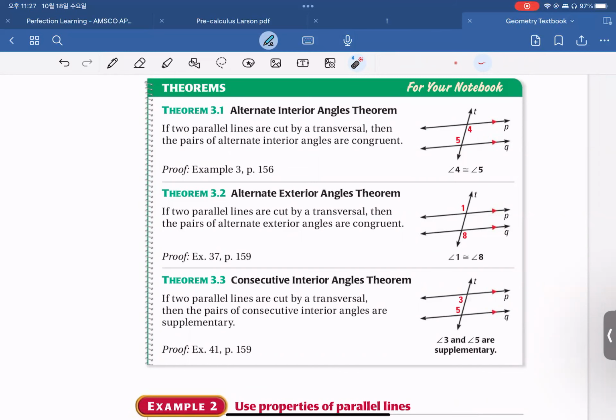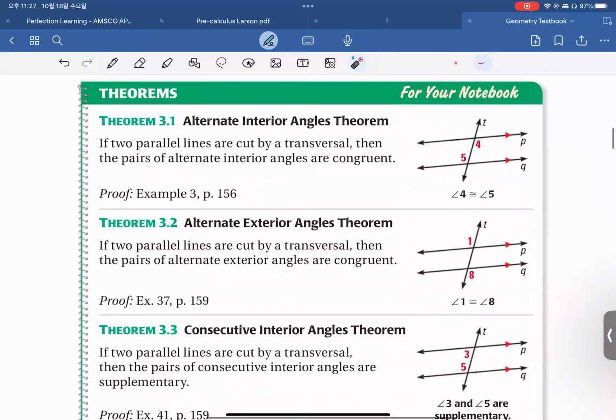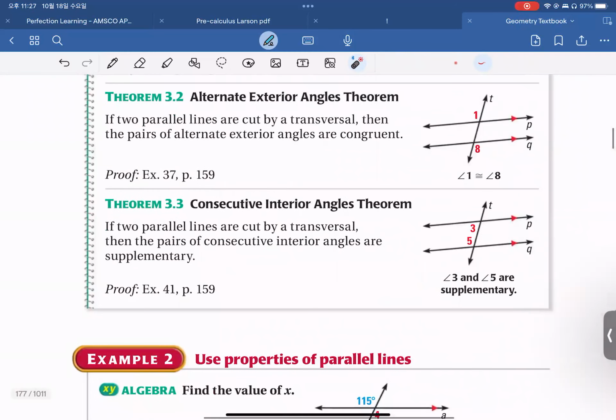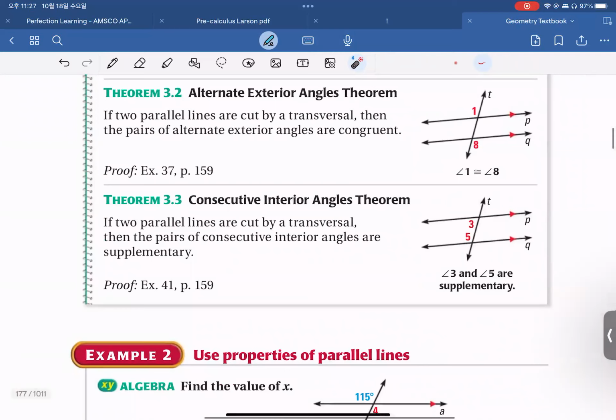So you can see here that if you look at the alternate interior angles theorem, alternate interior angles are congruent. Same with exterior angles. But the consecutive interior angles theorem states that they're supplementary, or basically the two angles add up to 180 degrees.